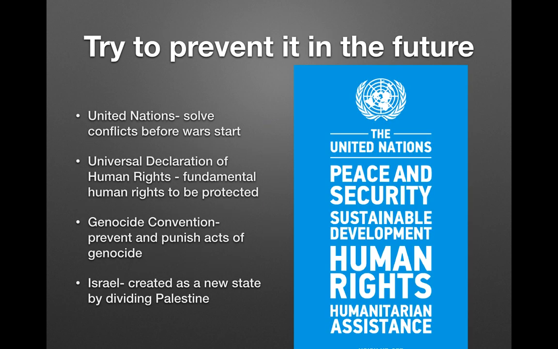Now, how do we try to prevent this in the future? The United Nations will be started, and this is to solve conflicts before wars start. And so you can see right there, the whole idea is peace and security, sustainable development, human rights, and humanitarian assistance. All right? We have the Universal Declaration of Human Rights. Every human has a right that is fundamental there, and it has to be protected.